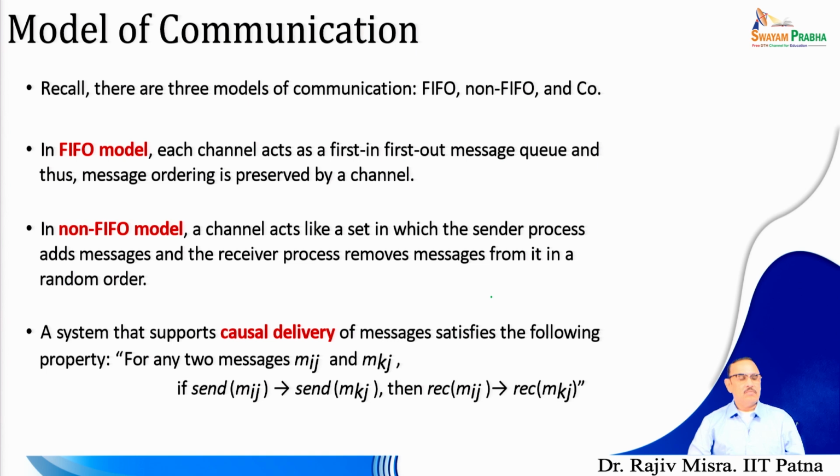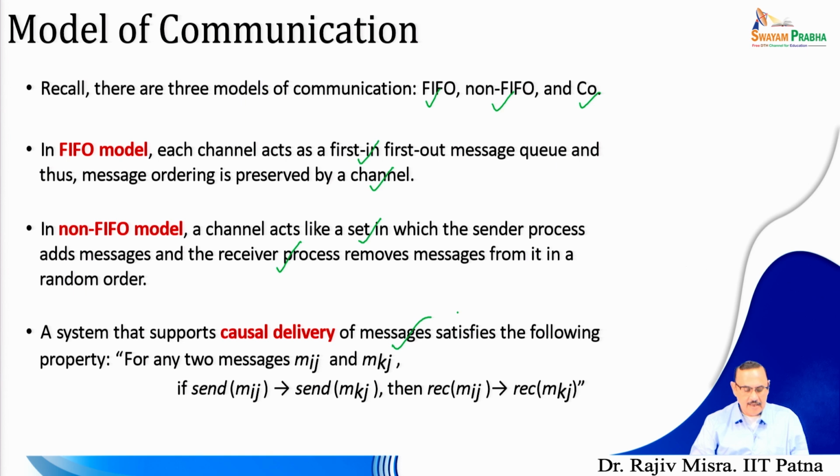Now, let us see about the model of communication. Recall that there are three models of communication. One is called FIFO, the other is called non-FIFO, third one is called causal ordering. FIFO: each channel acts as first in first out message queue, and thus the message ordering is preserved by the channel. Non-FIFO model: the channel acts like a set in which the sender process adds the message and the receiver process removes the message in any random order.